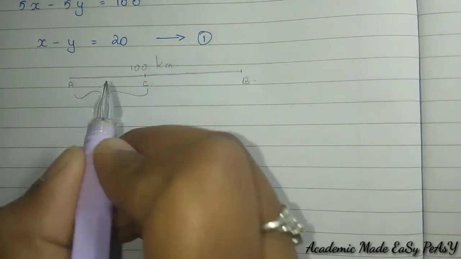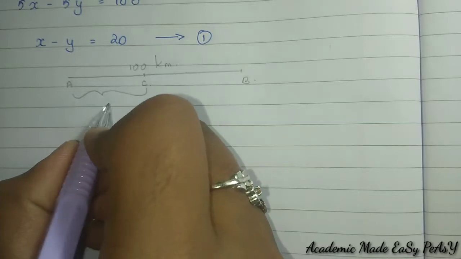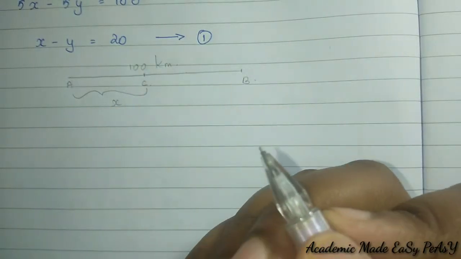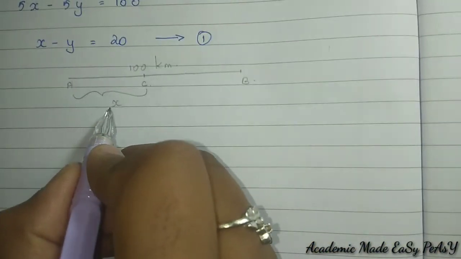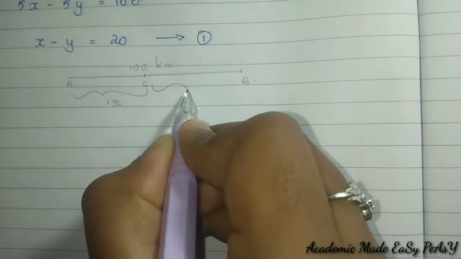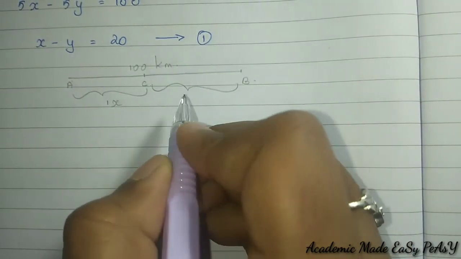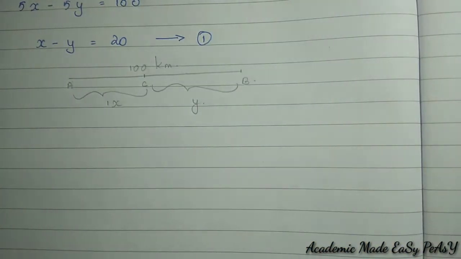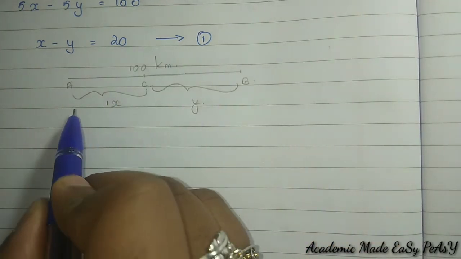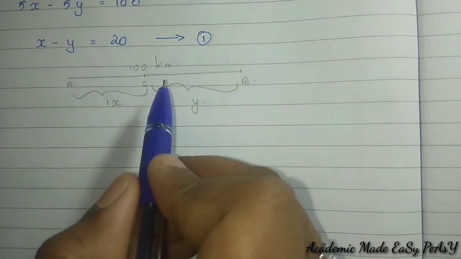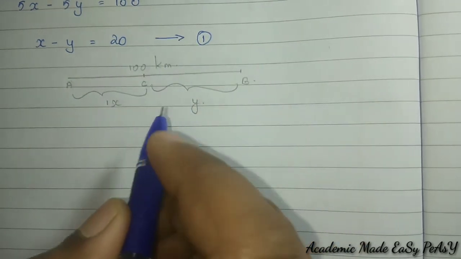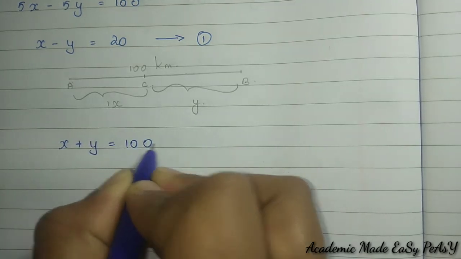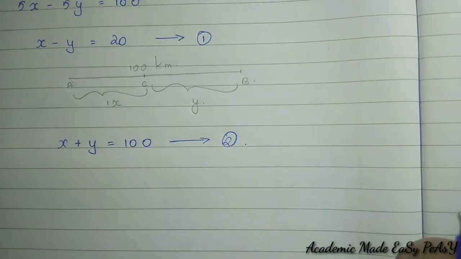So my distance is equal to speed into time. So what is the speed of the car which is starting from A? It is x. And after how many hours are they meeting? 1 hour. So the coefficient of x will be 1. So even for this, the speed of the car which is starting from B is y and they are meeting after 1 hour, so let it be y itself. So now the total distance is 100 kilometer. So therefore I will say that x plus y is equal to 100. Let this be equation 2.